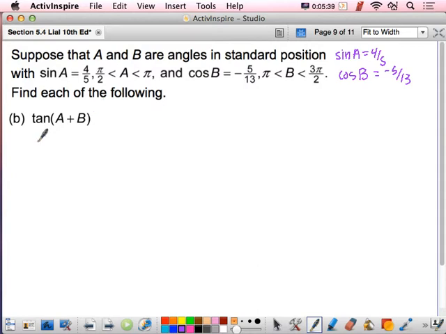So let's expand it. We have tangent of A plus tangent of B divided by 1 minus tangent of A times tangent of B.